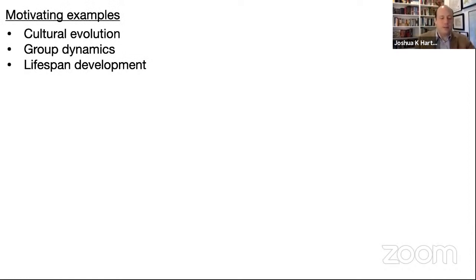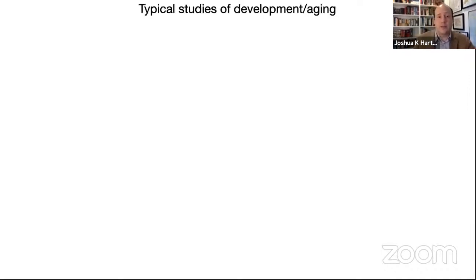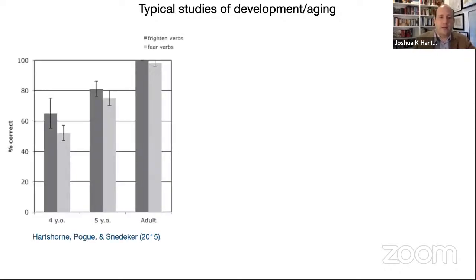Probably, though, one of the places where online experiments have had the biggest impact has actually been in lifespan development. So typical studies of development and aging have 2, maybe 3 age groups. So that I'm not picking on anybody else, I'm going to pick on myself. Here's a study I did with 3 age groups: 4-year-olds, 5-year-olds, and adults. And by adult, of course, I mean college student.